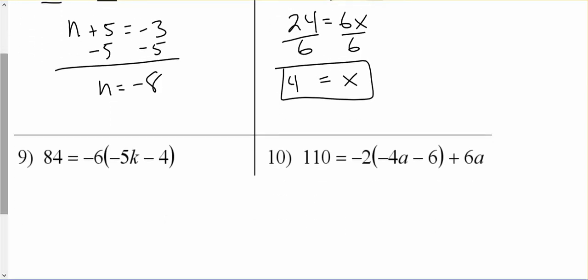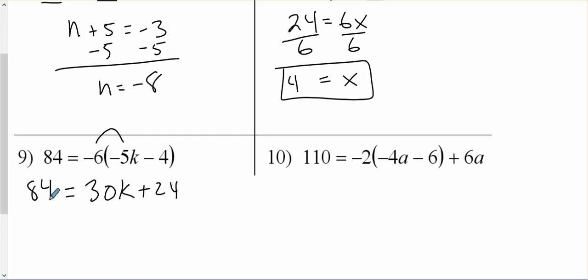Example 9, we'd like to distribute. There's a couple different ways we can do example 9. Because there's no other variable out here, instead of distributing, I can divide, but let me show you distributing. So -6 times -5k makes 30k. -6 times -4 makes +24, and that still equals 84.